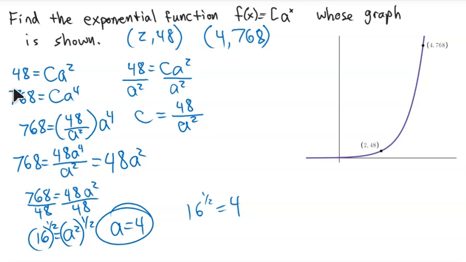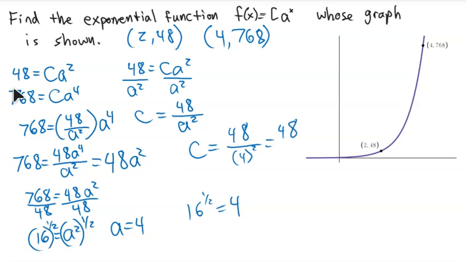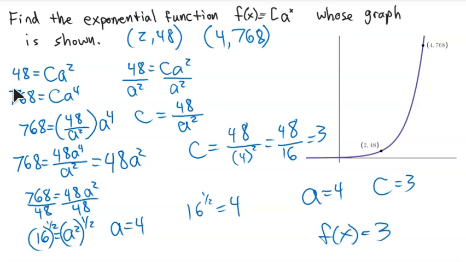Now that we know what a is equal to, we can plug that in here and find out what c is equal to. So c is equal to 48 divided by 4 squared. We know that 4 squared is equal to 16, so we have 48 divided by 16, and 48 divided by 16 is equal to 3. And therefore, a is equal to 4, c is equal to 3, and our equation f of x is going to be equal to 3 times 4 to the x power. Let's do one more example.